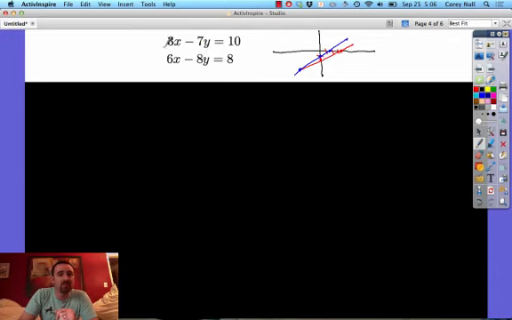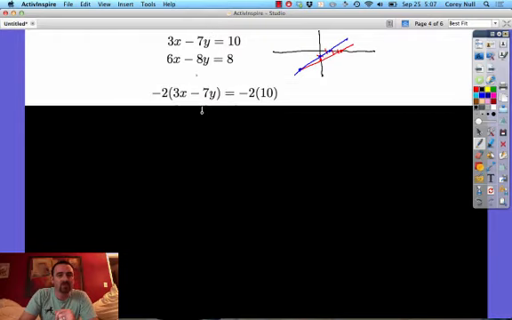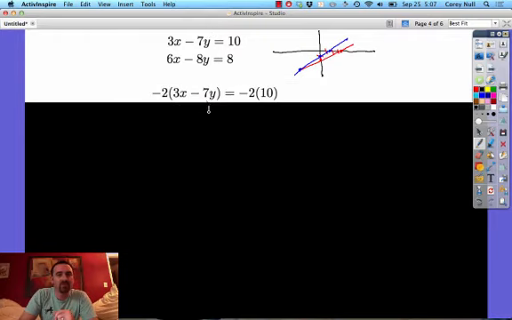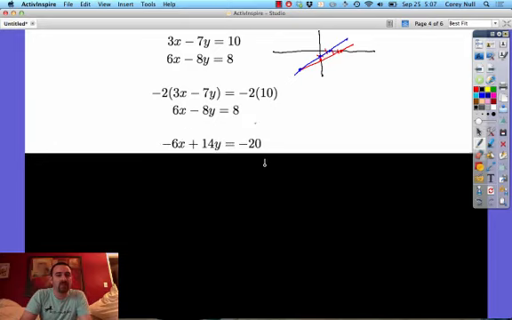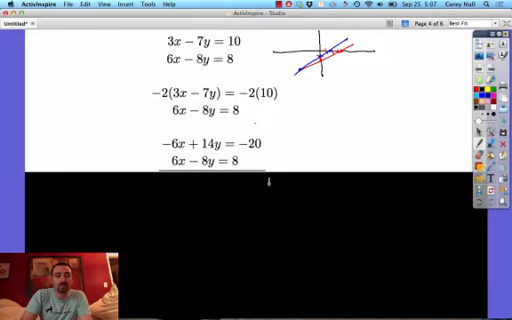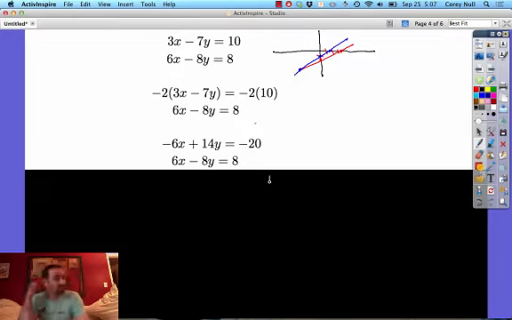So I'm going to multiply the top equation by negative 2, and I'm going to leave the bottom equation as it is. If I multiply both sides of an equation by the same number, I still get equality. If I distribute the negative 2 on the left and multiply on the right, I get negative 6x plus 14y equals negative 20. And the bottom equation is still the same.